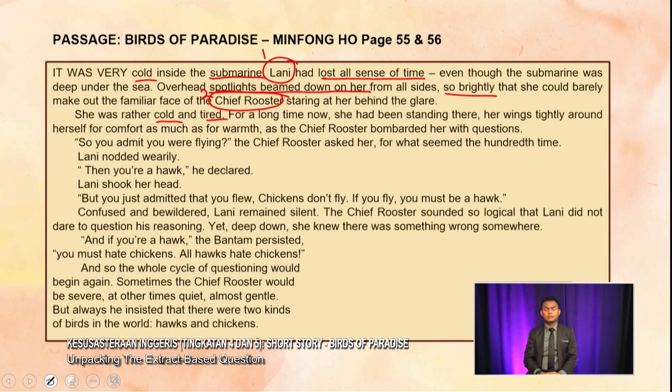And then she also, let's look at the word wearily. So what does wearily mean? She's tired. Exactly. Fatigue. Okay? And then she looks at the emotion, confused and bewildered. And she remains silent.